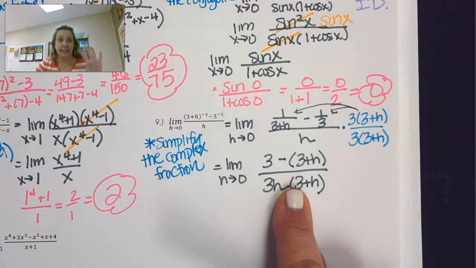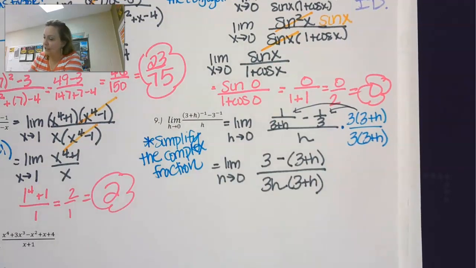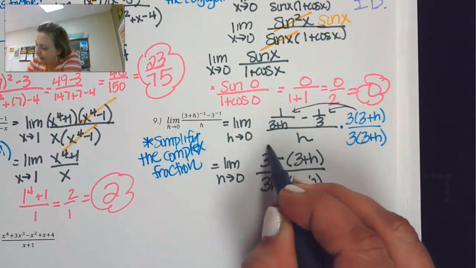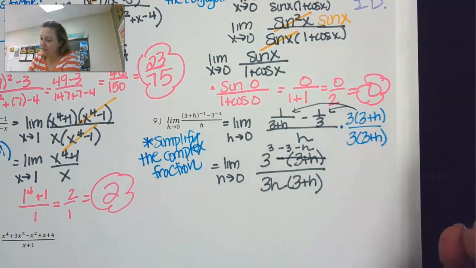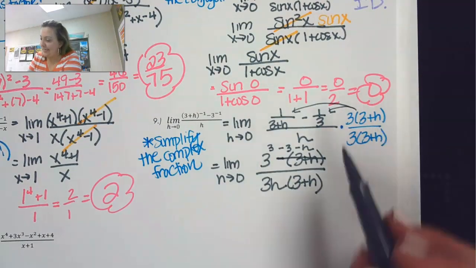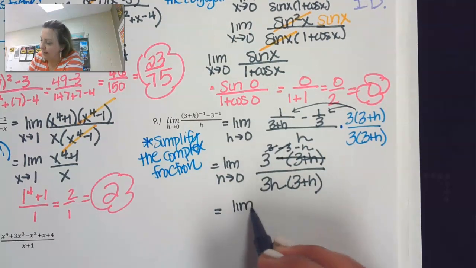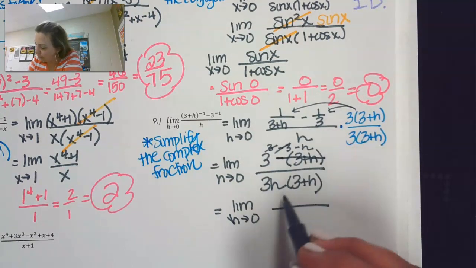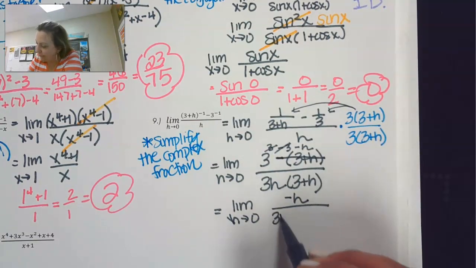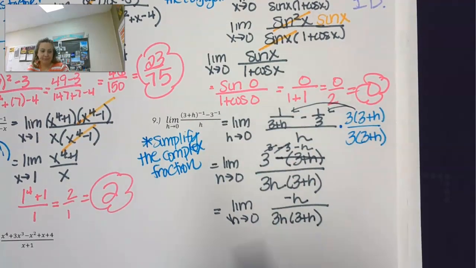Again, the numerator isn't factored, you guys. We could distribute and combine our like terms. This would give me 3 minus 3 minus h if I distributed. And I can see that 3 minus 3 is going to cancel, and so I'm left here with negative h. And then I have 3h and 3 plus h.